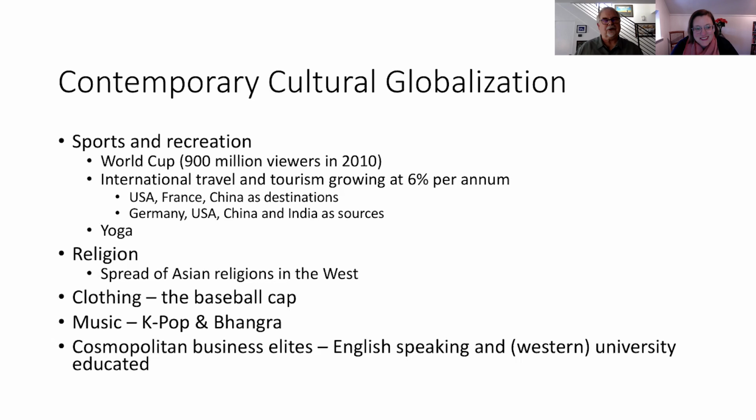Religion: the spread of Asian religions, Buddhism in particular, in Western cultures, the spread of Western clothing items like the baseball cap, the global spread of Asian music forms like K-pop and Bhangra from the Punjab. Well, Bhangra is also sort of hybrid. It's from the Punjab, but it's in fact practiced and recorded mainly in British Asian music studios.